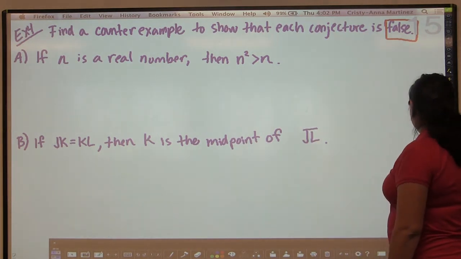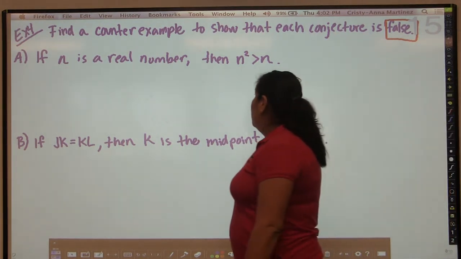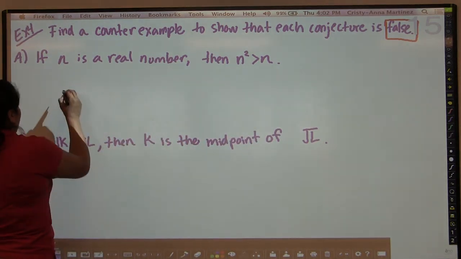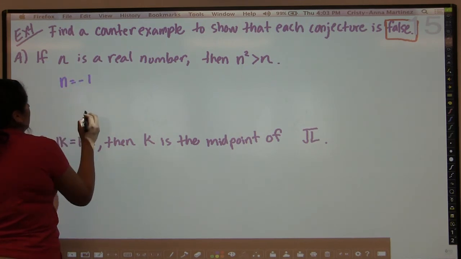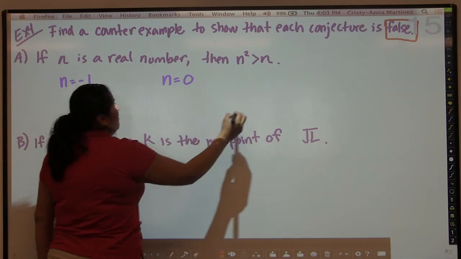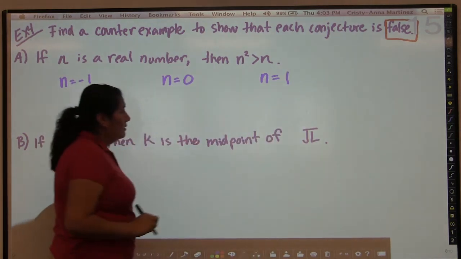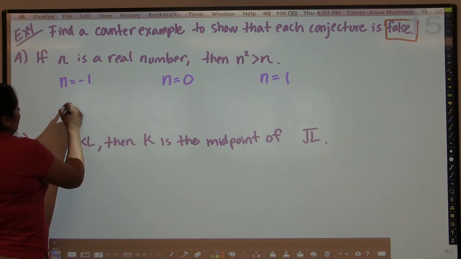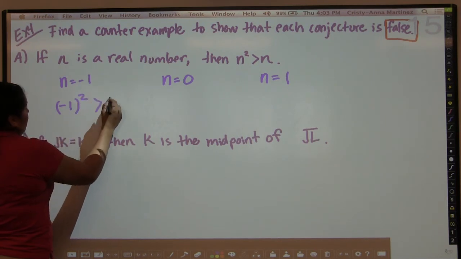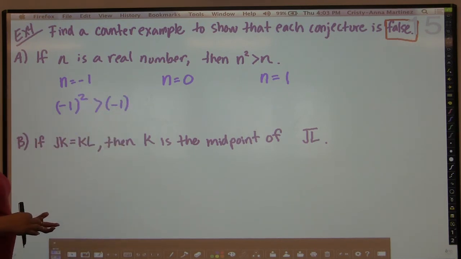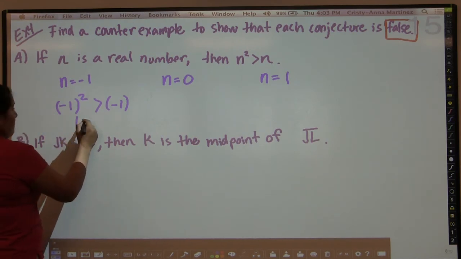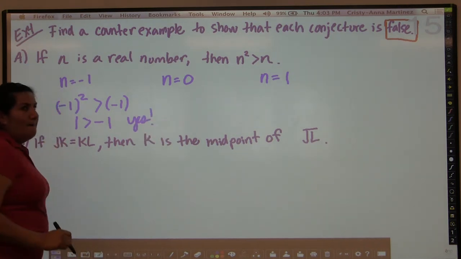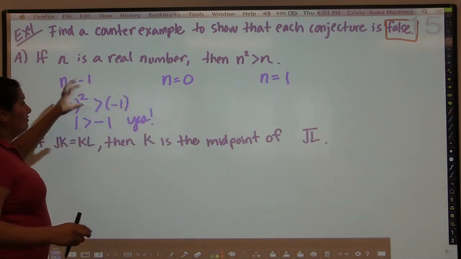So it says here, if n is a real number, then n squared is greater than n. Well, I can think of a couple of examples that would work for that. What if n was negative 1? What if n was 0? What if n was 1? Okay? If n is negative 1, then what I'm trying to say here is that negative 1 squared is greater than negative 1. I'm replacing the n with negative 1. So negative 1 squared is positive 1. And is 1 bigger than negative 1? Absolutely. So you're thinking, see, I told you it's true. But it's not true for any real number. It's only true for some real numbers.